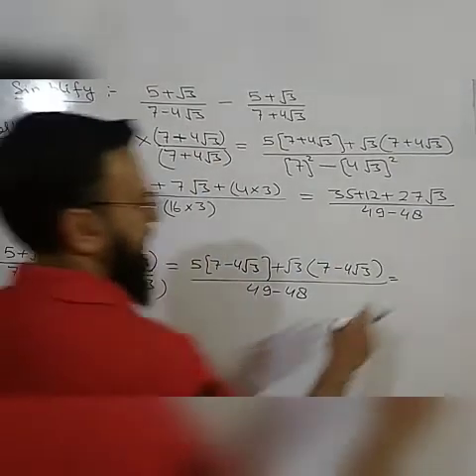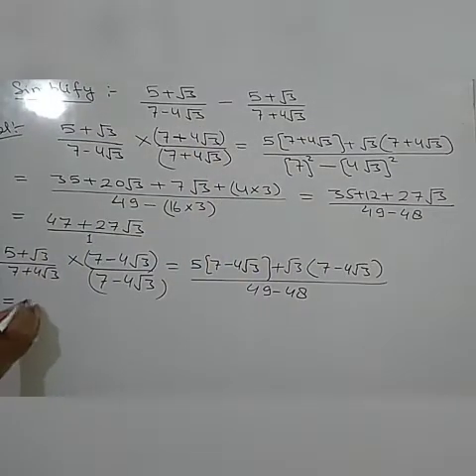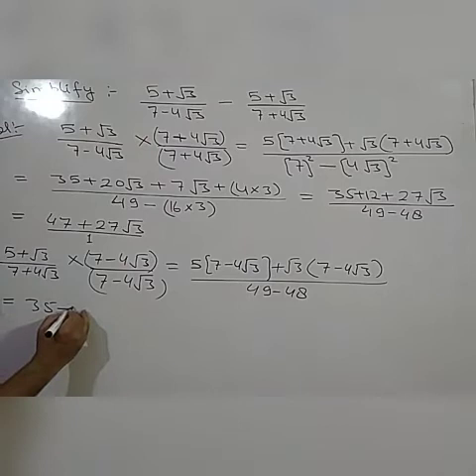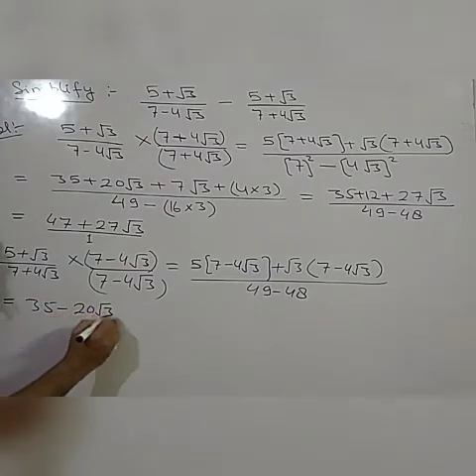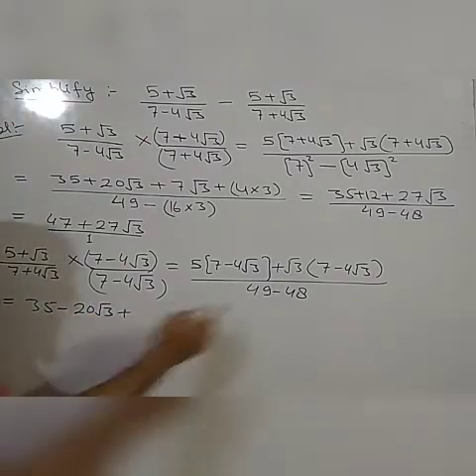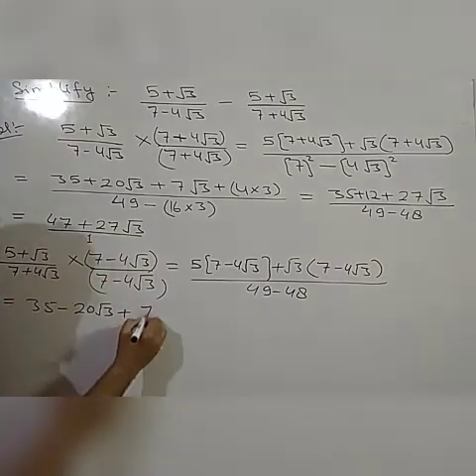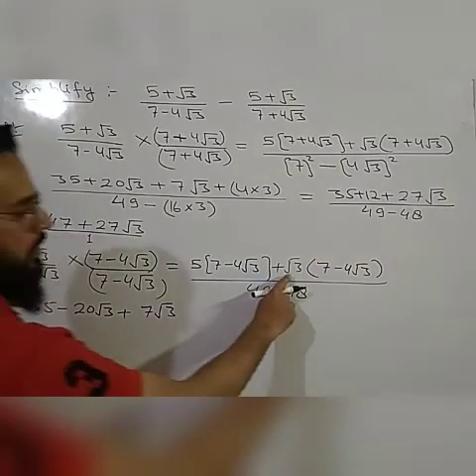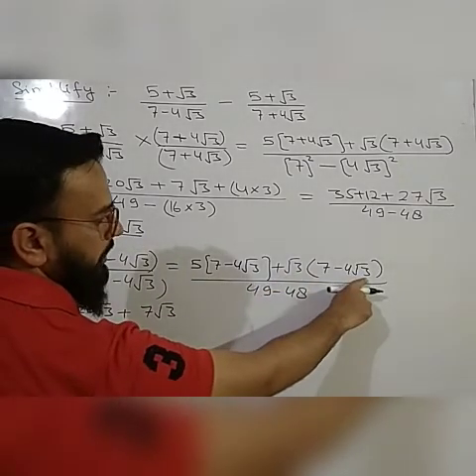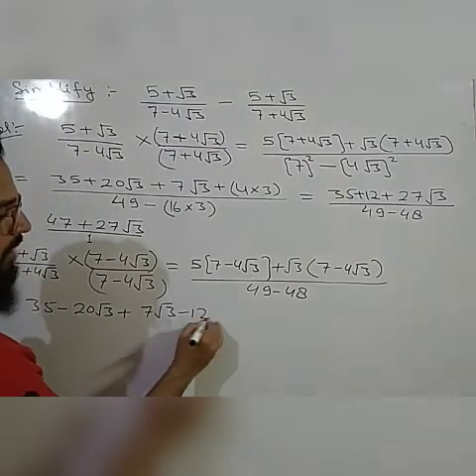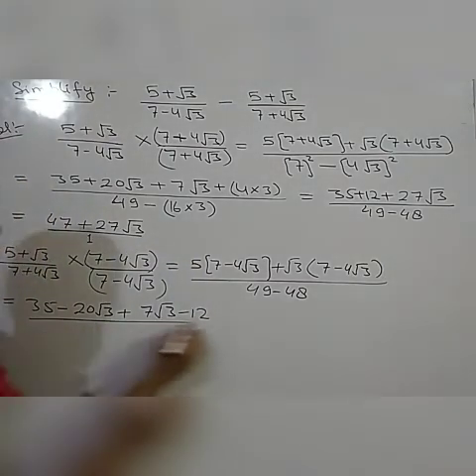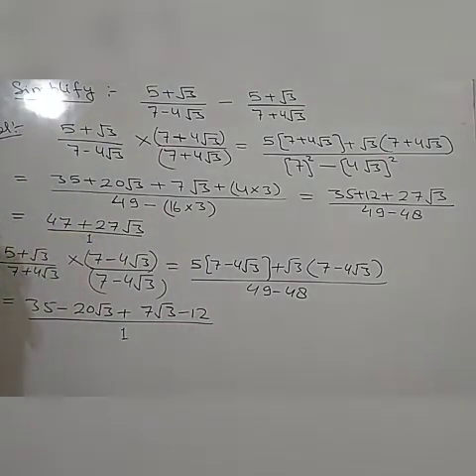5 7s are 35. Writing it here. It will be 35 minus 5 4s are 20, that will be 20 root 3, plus root 3 into 7, it will be 7 root 3. And this will be root 3 into root 3, 3. 3 4s are 12. It will be minus 12. And in denominator it will be 1.